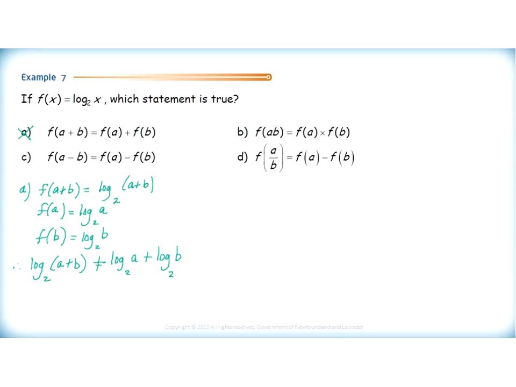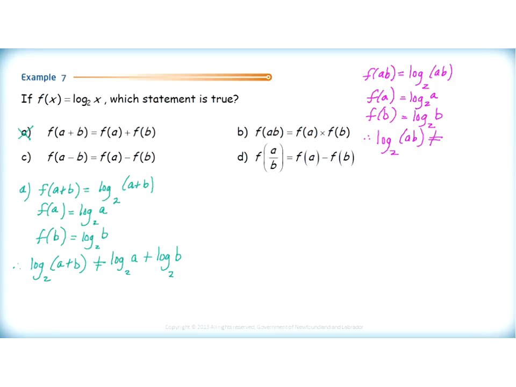Let's look at part B. For part B, you have f of AB. f of AB is equal to the log of AB to the base of 2. And we know already that f of A is equal to the log of A to base 2, and f of B is equal to the log of B to base 2. And therefore, we have the log of AB to base 2.